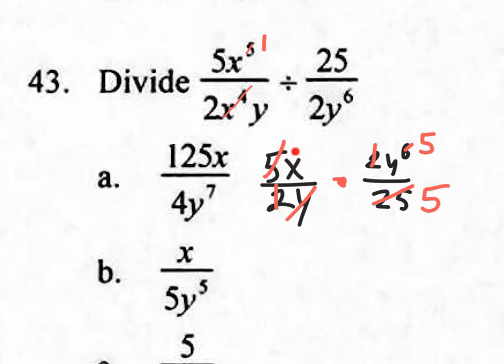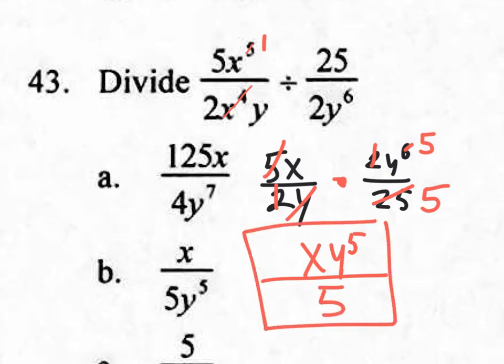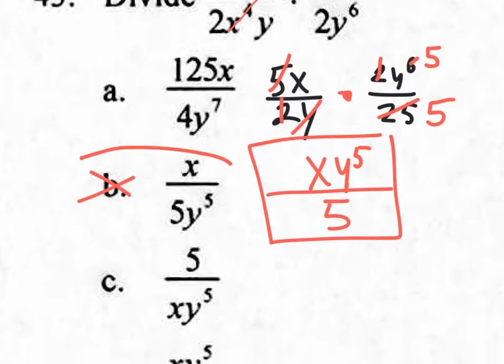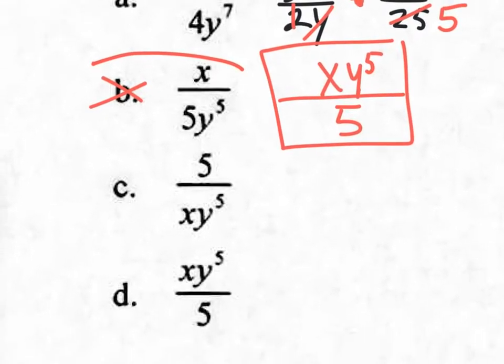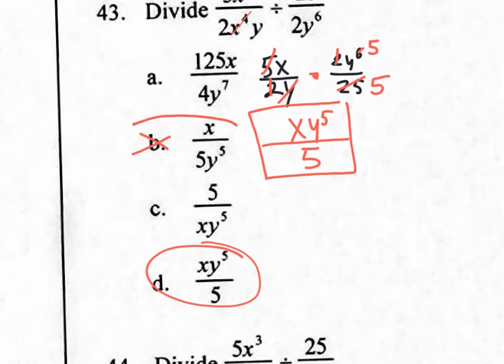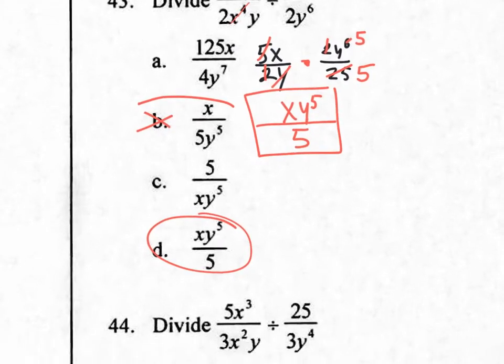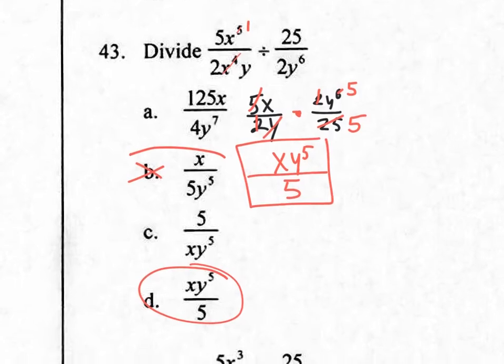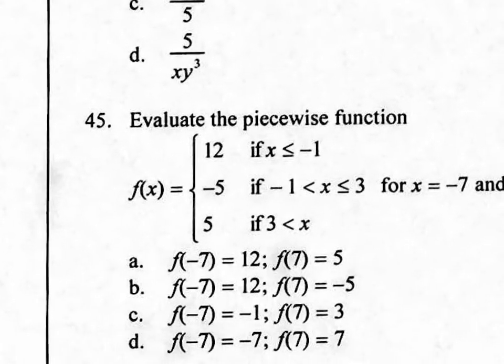So our final answer is, what do we have left up on top? We have an x. We also have a y to the 5th. So xy to the 5th is on top. And what's left on the bottom? There's just the number 5. So you have xy to the 5th over 5. And as you can see, it's not B, it's D. Boom. If you understand that problem, you should be able to do number 44, which is exactly the same, just with different numbers. So we're going to jump to number 45.